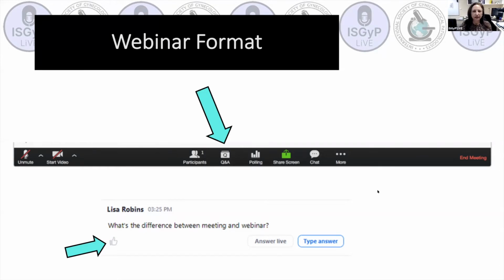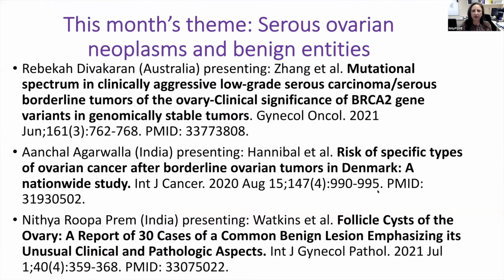So the next slide is this month's theme and papers. As you know, it's ovarian serous neoplasms, and we've also included one paper on benign ovary. Our speakers and their papers are, as I've said, Dr. Divakaran first, presenting mutational spectrum in clinically aggressive low-grade serous carcinoma / serous borderline tumour of the ovary, clinical significance of BRCA2 gene variants in genomically stable tumours.